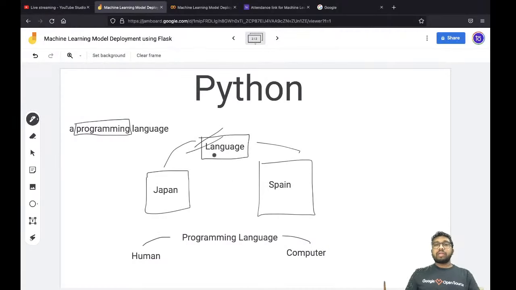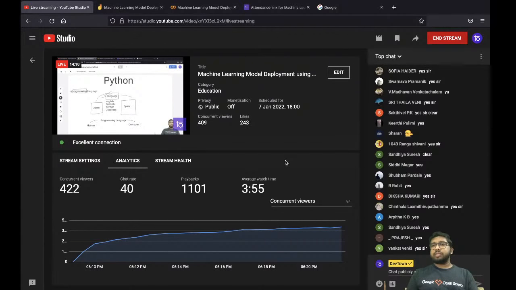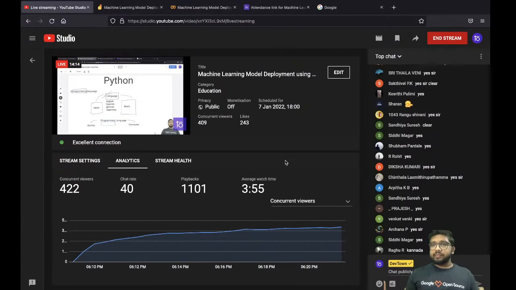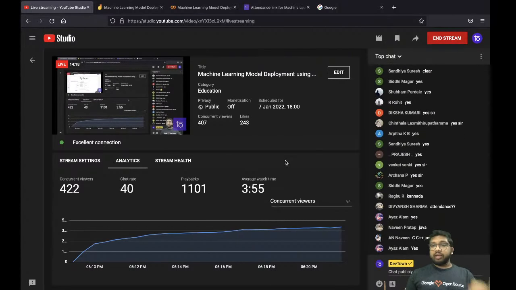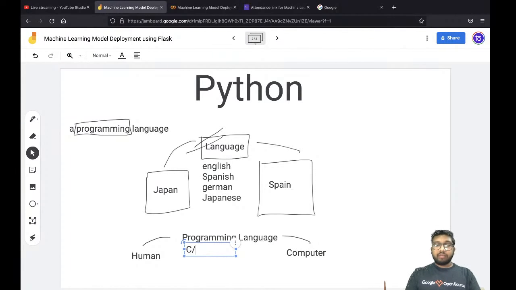Perfect. Now we know that if you want to communicate with each other, we use a language. But in languages also, there are plenty of languages. We have English, Spanish, German, Japanese, and so on and so forth, right? Similarly, if a human wants to communicate to a computer, and a computer wants to communicate with a human, we have different kinds of programming languages as well. Can you name some programming languages, please? Java, okay, we are getting some now. C++, Java, Python, awesome, guys, awesome. So we have C, C++, Java, Python. This is what a programming language is. And Python is a programming language.